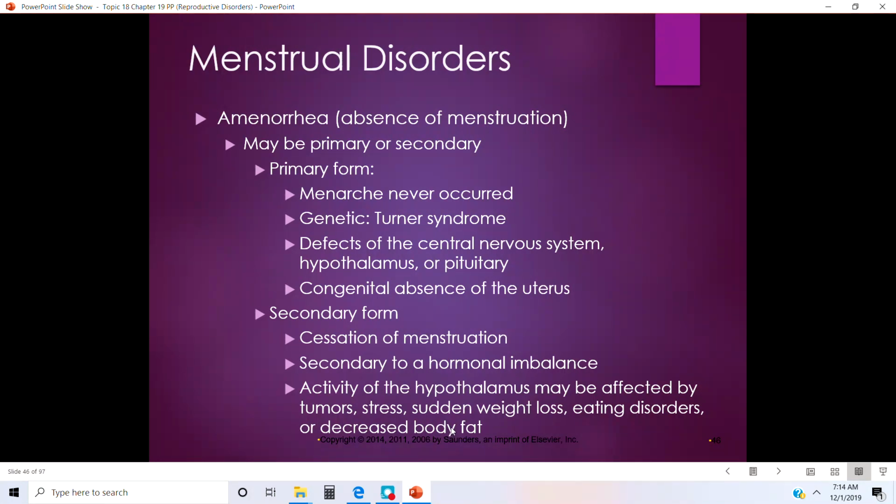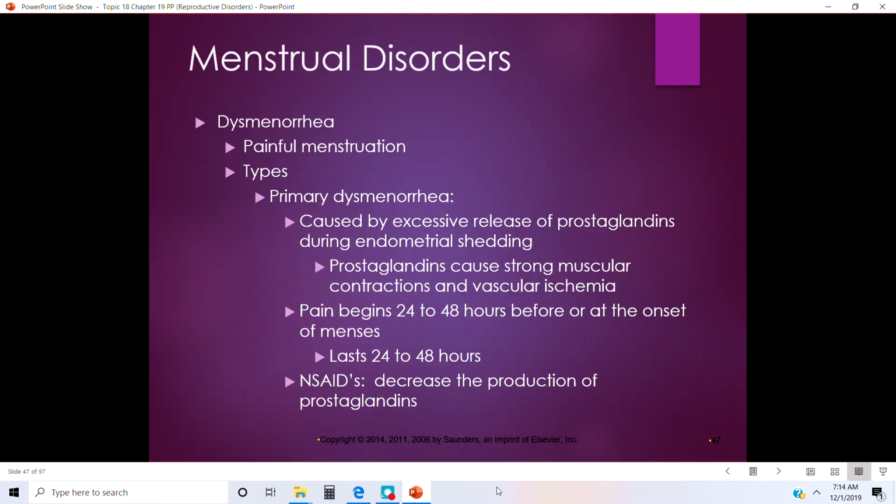A lot of times, women that are very, very athletic, do extreme competition and things like that, will lose their period for a period of time. So these are secondary, right? So again, if we get rid of these problems, right, the menstruation will come back. Okay, so that was amenorrhea.